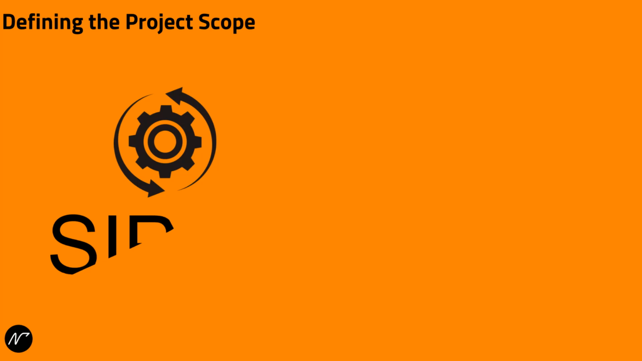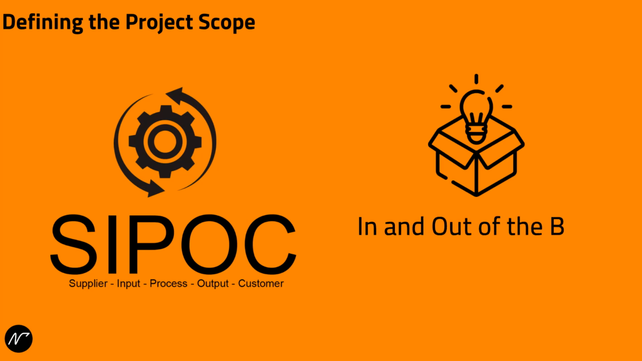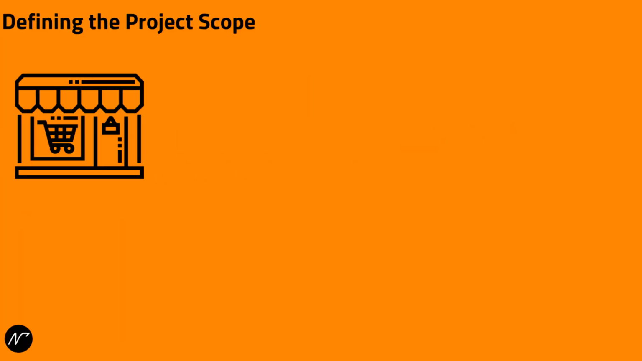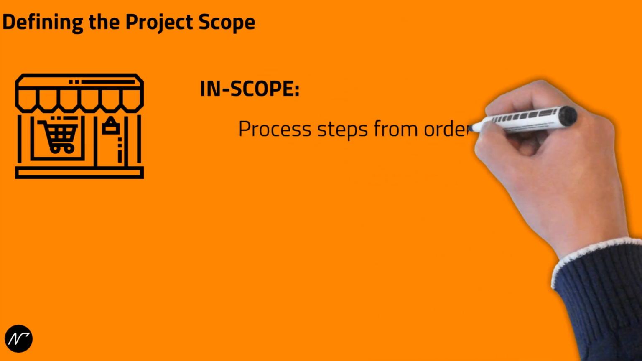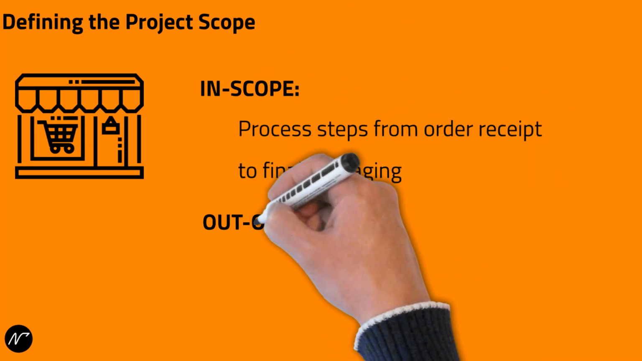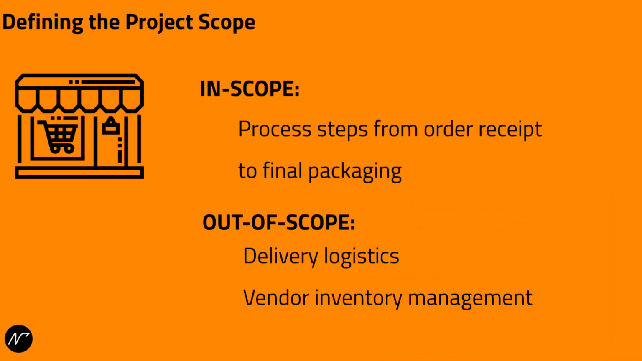A clear project scope defines what is included and excluded from the project. It's critical to set boundaries early on to avoid scope creep. Use tools like SIPOC diagrams and the in-and-out-of-the-box method to clarify your scope. For the order processing project, the in-scope items might include process steps from order receipt to final packaging. Out of scope might include delivery logistics and vendor inventory management.